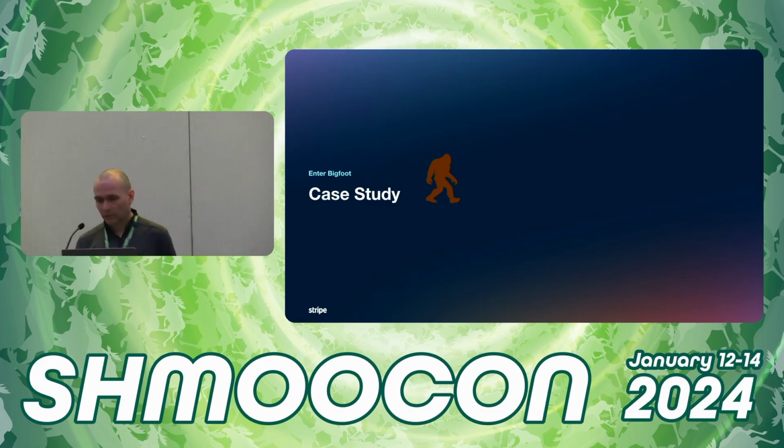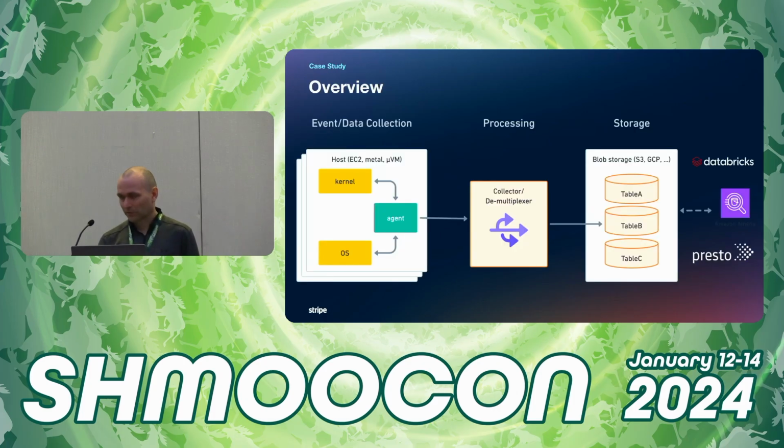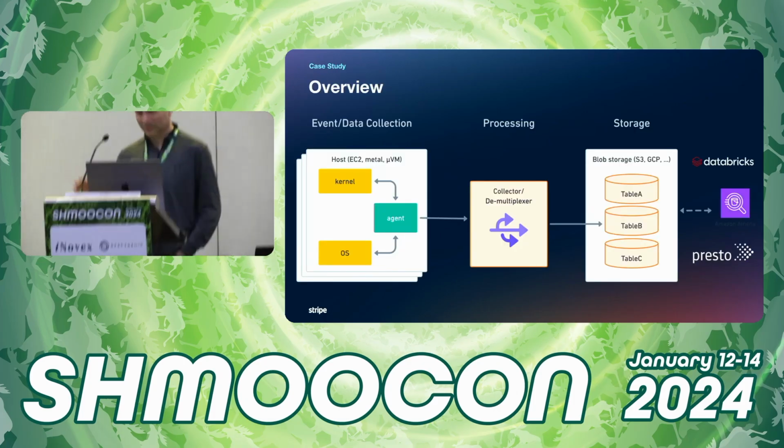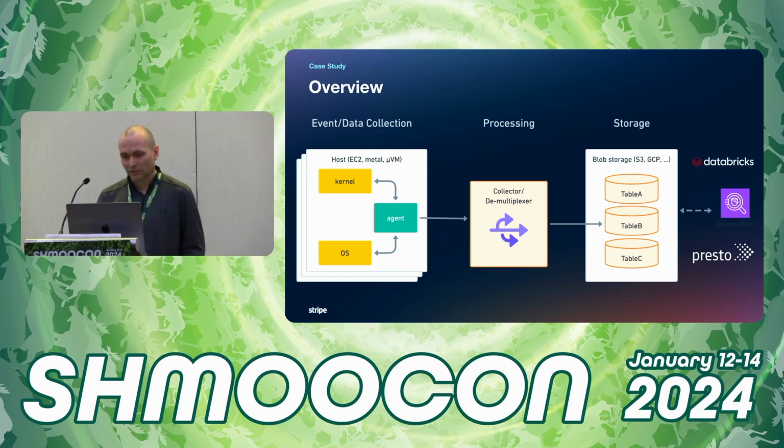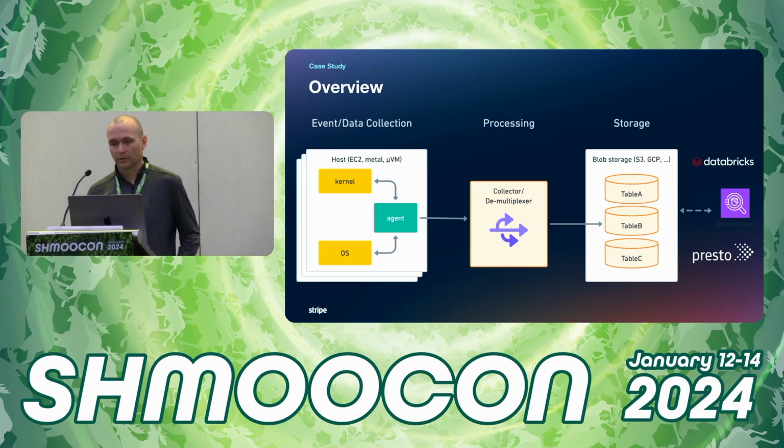So I'm going to talk about the technical aspects of what makes a visibility solution, and I'm going to use our own as an example. Ours is called Bigfoot, as you see. So pretty much all visibility solutions would have at least three main components. Try to do this in the diagram here.